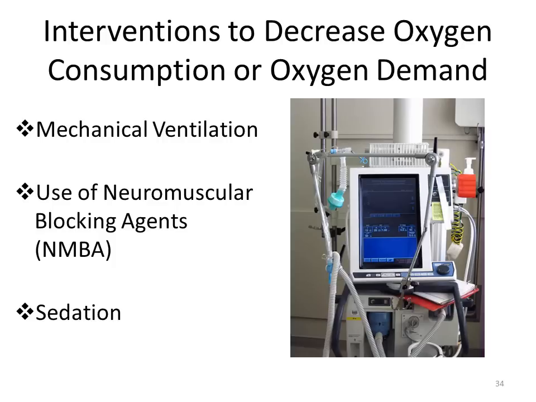This slide talks about interventions to decrease oxygen consumption or O2 demand. Mechanical ventilation will help with that, because it will decrease the work of breathing and allow the patient to not use as much energy. So we want to decrease the total body work. Make sure you have reduced pain, reduced anxiety, and you are maintaining the person in a normothermia state. That will help to decrease oxygen demand.